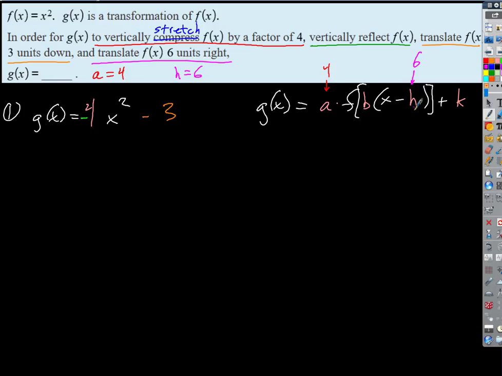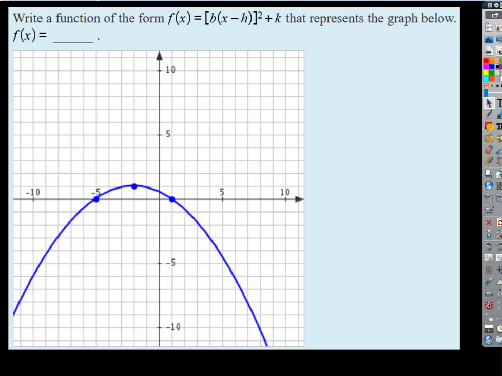Let's not forget the orange one. We're plugging in a -3 for k, right? So I'd almost have to rewrite this, wouldn't I? Because I've got to replace the x with the quantity x minus h. This is going to end up looking like g of x equals -4 times the quantity x minus 6, squared, minus 3, right? Okay, everybody good with that? That's my answer.